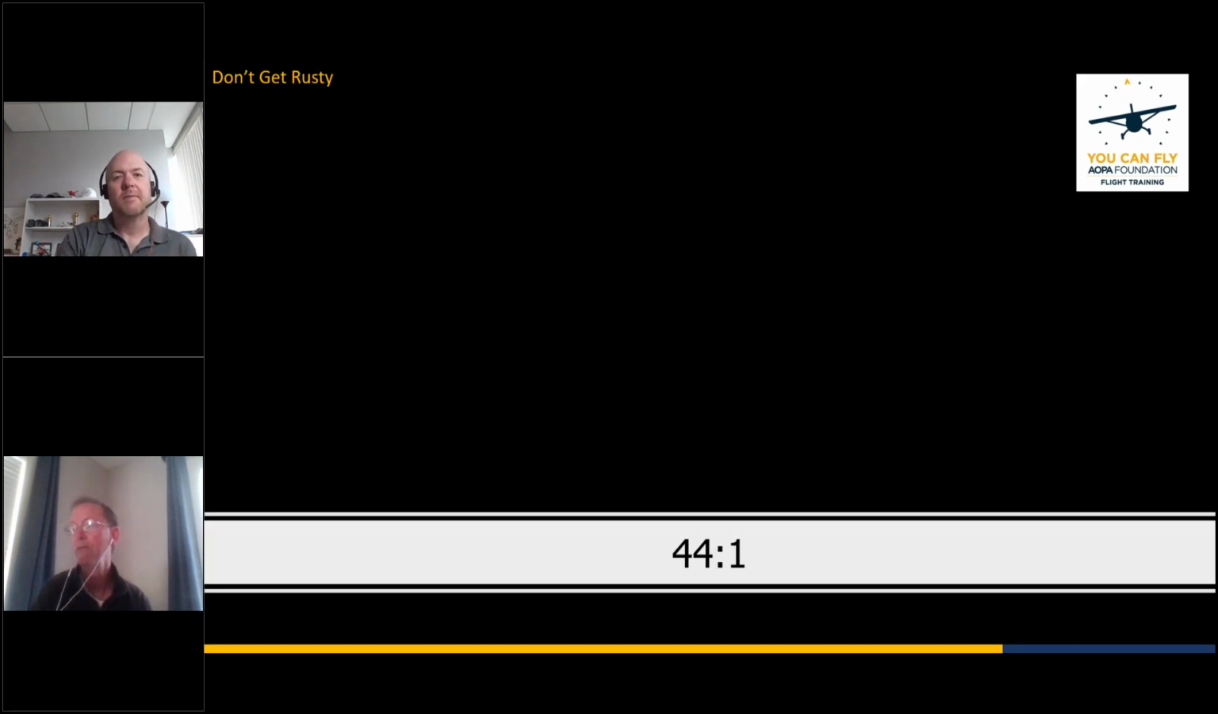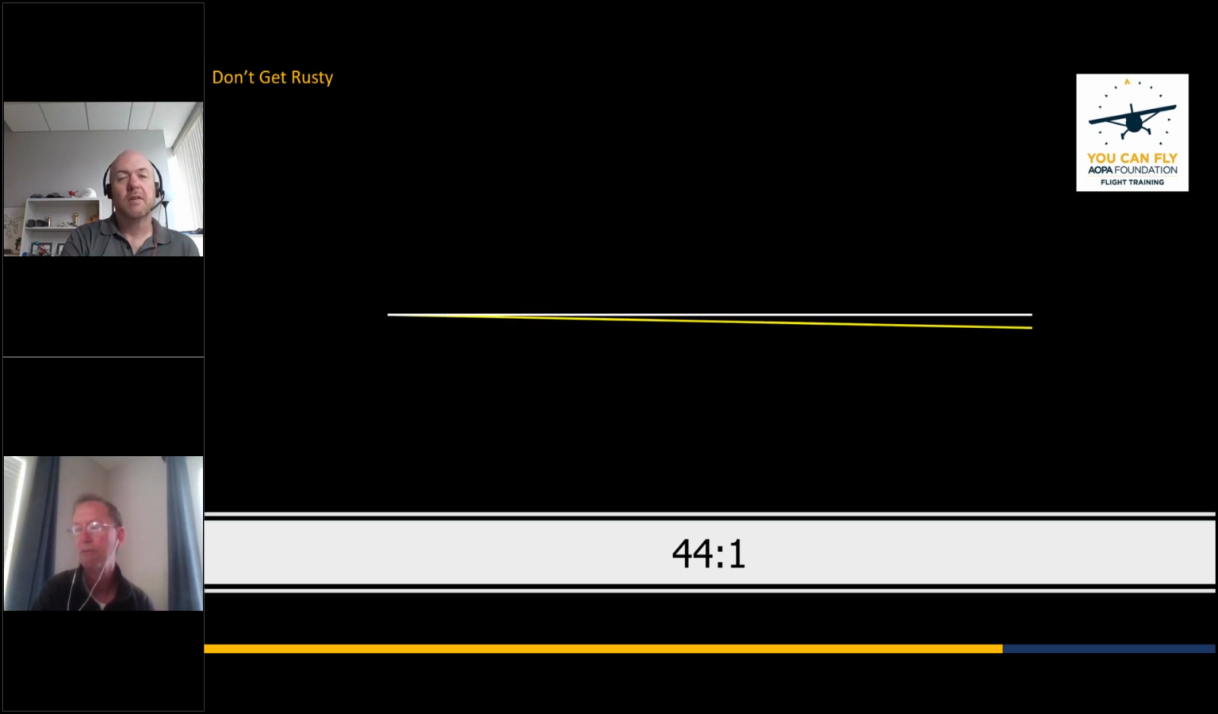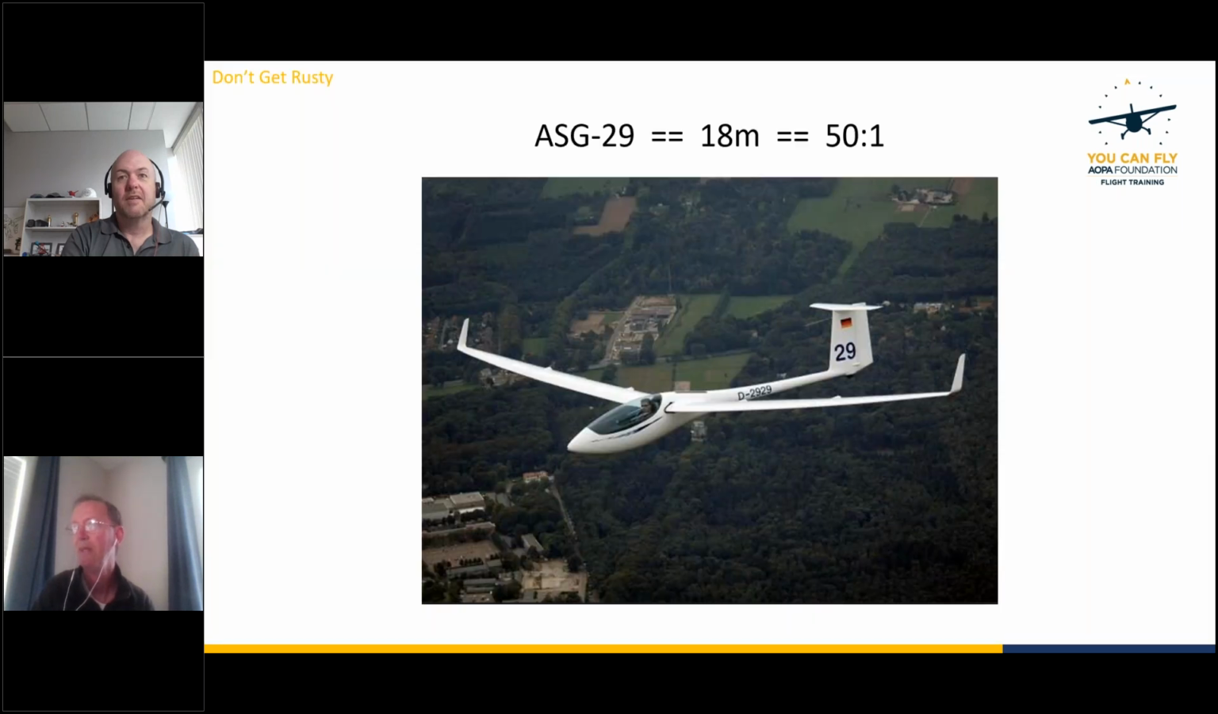Okay, I just wanted to get to 44 to 1 because this line represents a horizontal line, an infinite glide ratio. The yellow line is 44 to 1, which I find absolutely amazing that any aircraft can achieve that kind of a glide ratio. But it gets better.